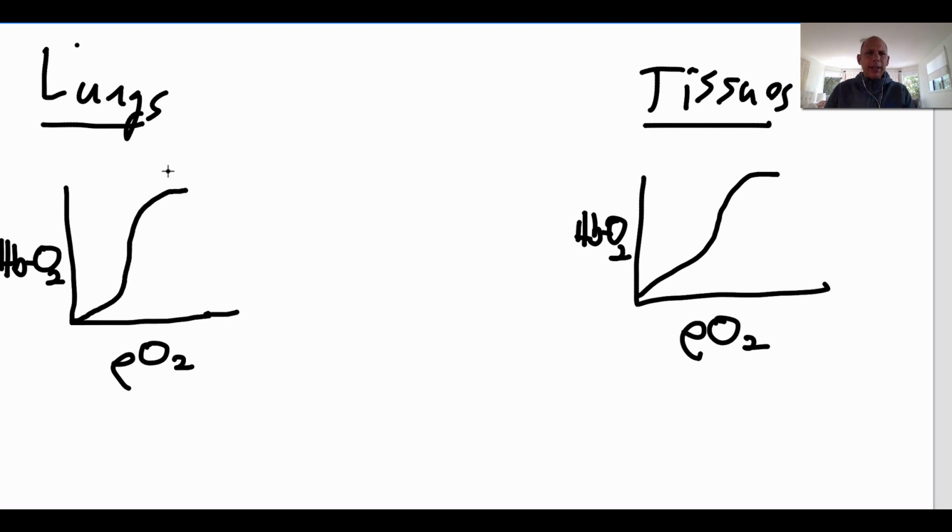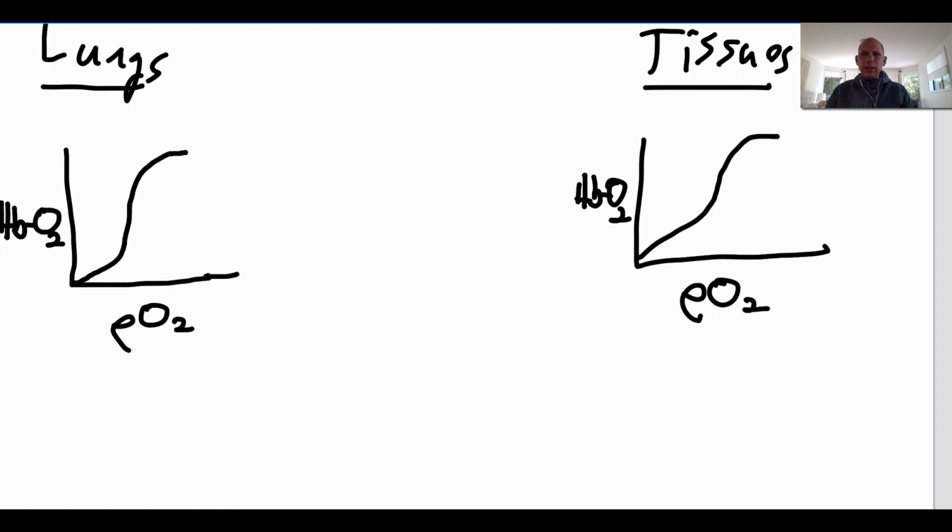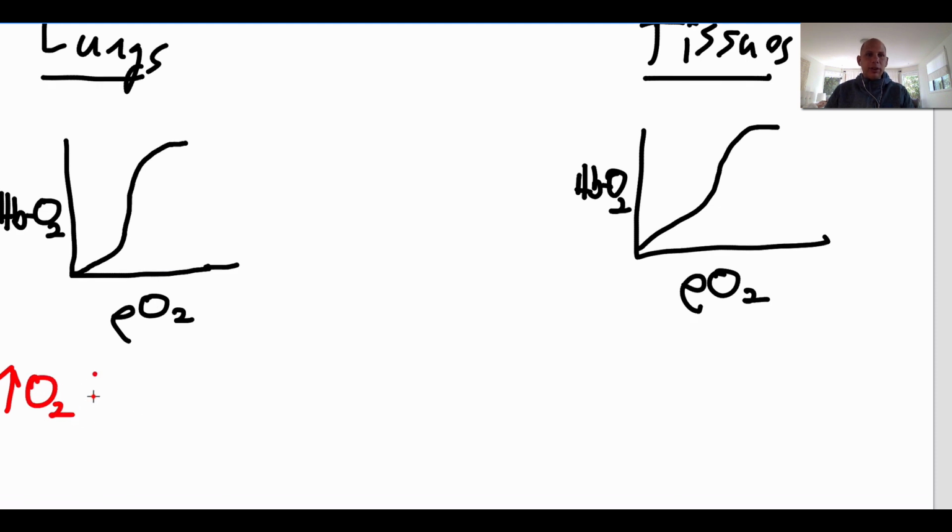So what's happening in the lungs? Well, in the lungs there's a lot of oxygen, so we're going to draw that in red. So we have a ton of O2, and whenever we have a ton of O2, we don't have a lot of CO2. And when we don't have a lot of CO2, we don't have a lot of H plus. And when we don't have a lot of H plus, we have a high pH. And that should be a higher pH, sorry.